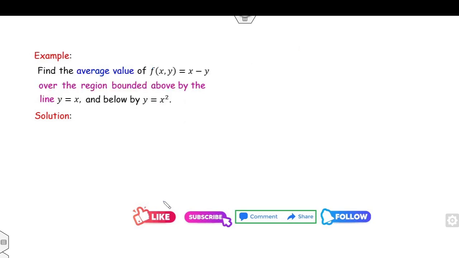Find the average value of the function bounded by the curve and the line. So firstly, y is equal to x. This is the line y is equal to x.